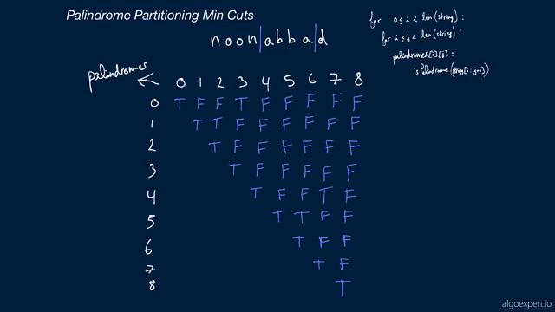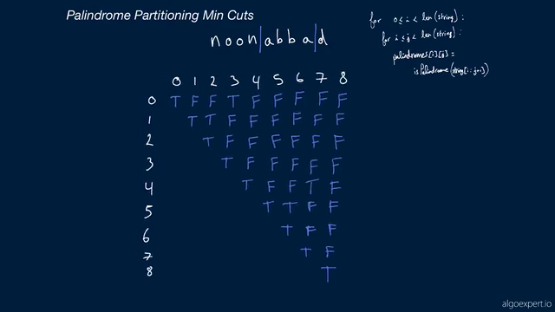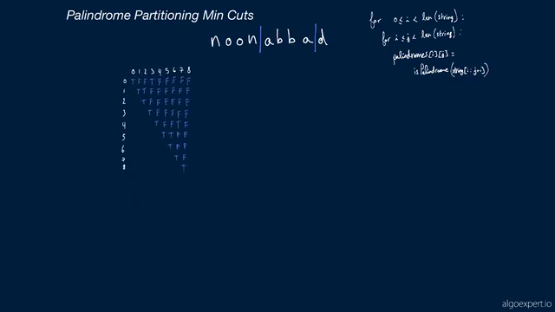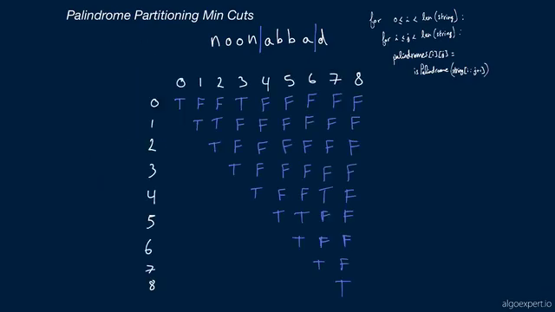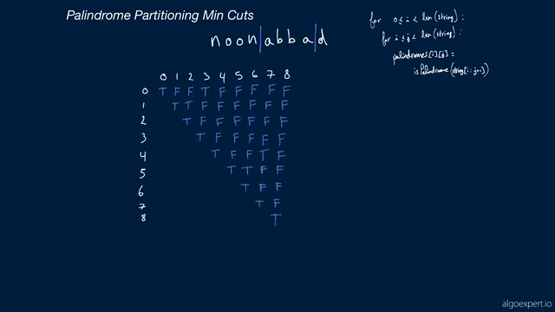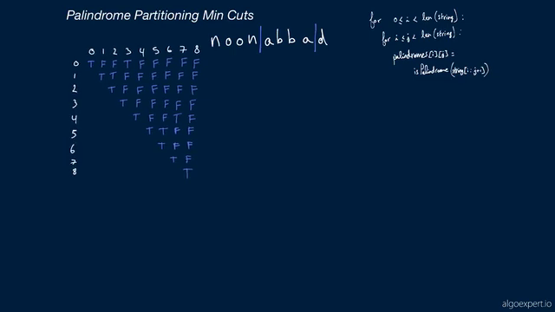So let's build up now a new array that's going to hold the minimum number of cuts. So let me erase this and let me move this big array here. Let me make it smaller. And let's move it here.